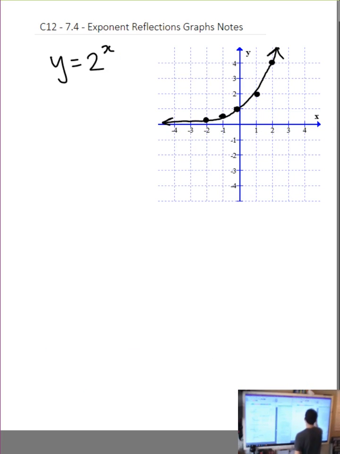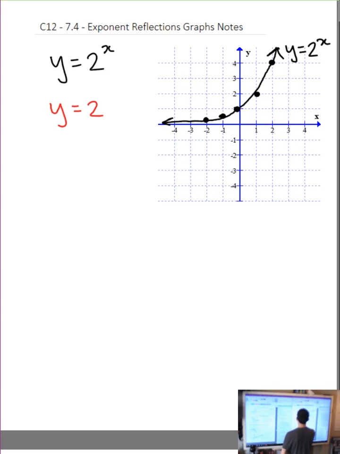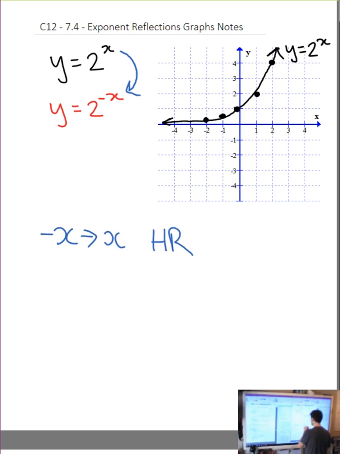Okay, so we just graphed y equals 2 to the x. Now I'm going to use a different color. So let's graph y equals 2 to the -x. Well, from transformations, if we put -x in for x, that means that that is a horizontal reflection over the y-axis.